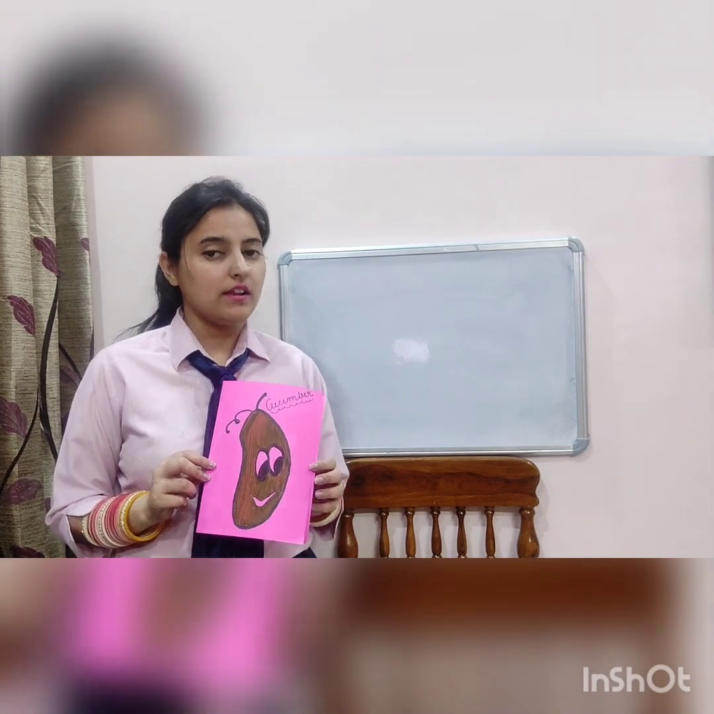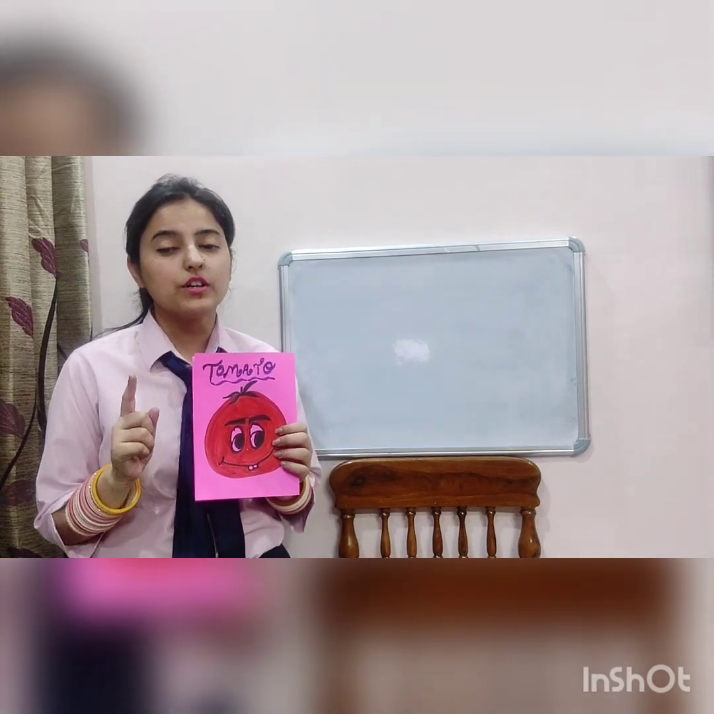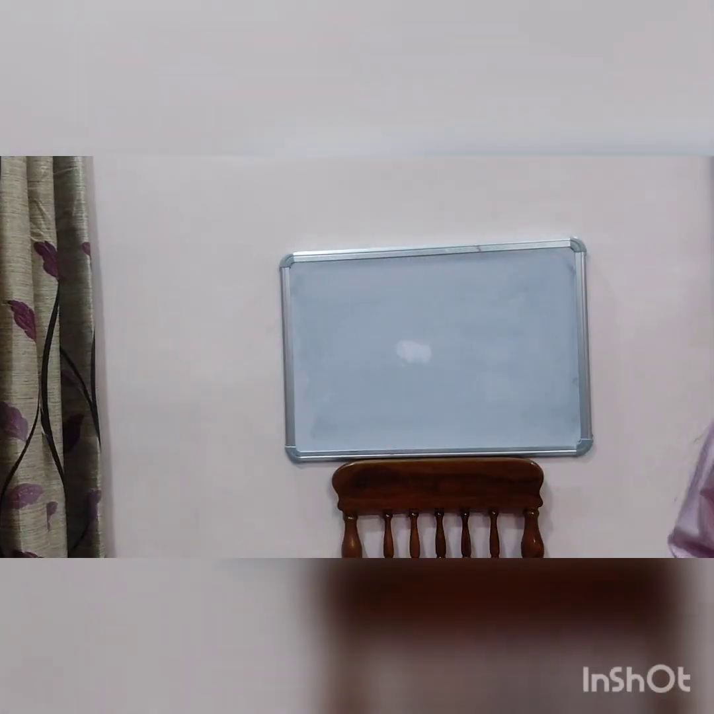Is it a fruit or a vegetable? It's a vegetable. What is this? It's a vegetable. Okay? And what is a tomato? Is it a fruit or a vegetable? It's a vegetable. It is not a fruit. What is it? Vegetable. And vegetables make us healthy and strong. What will you say if someone asks you what a vegetable is? You will say vegetables make us healthy and strong.